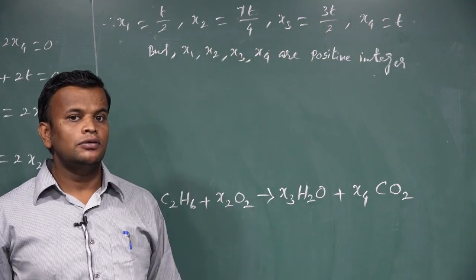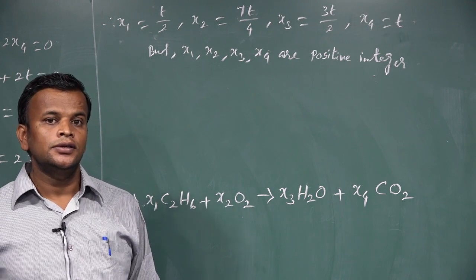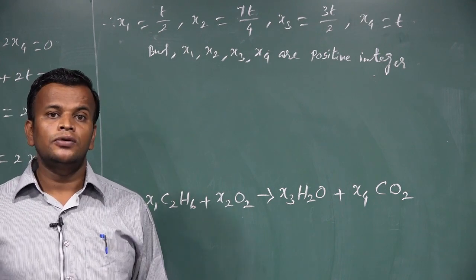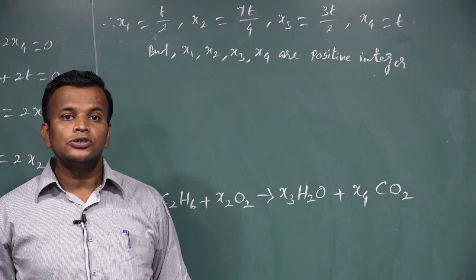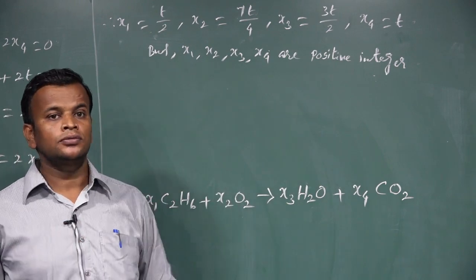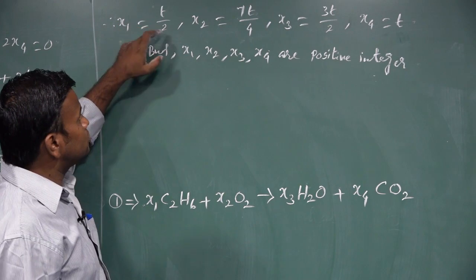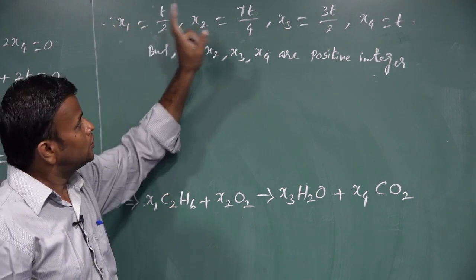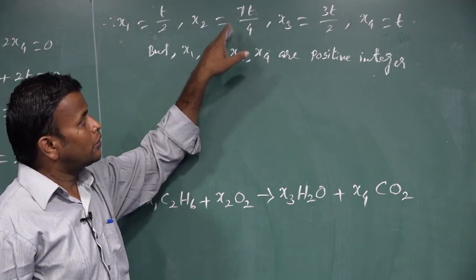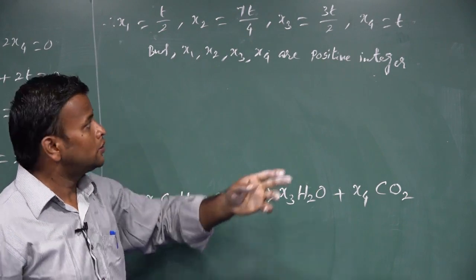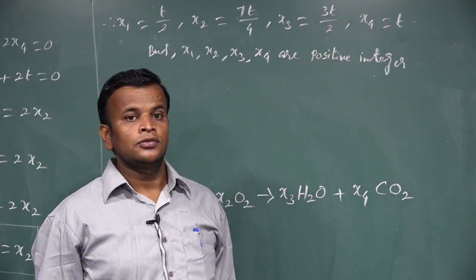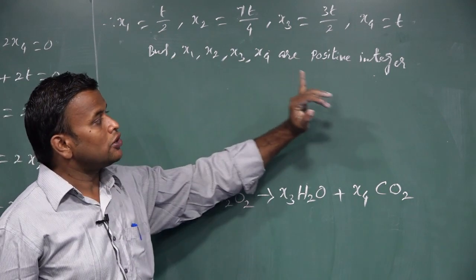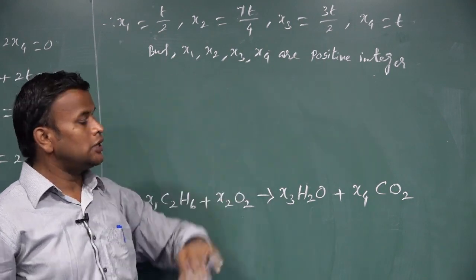Now you identify which value of t to put. A multiple of 4 is better, and it is better to write the least value. Suppose we take the value of t is 4. 4 by 2 is a positive integer. 7 times 4 by 4 cancels to 7, a positive integer. So we take only the positive values of x1, x2, x3, x4.